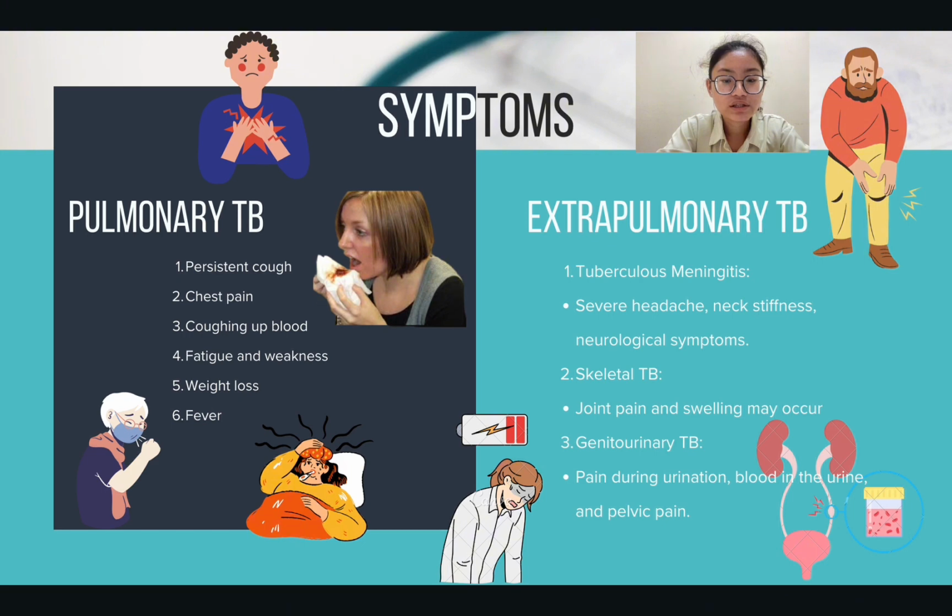Latent TB is not contagious and individuals do not feel symptoms. The symptoms of extrapulmonary TB vary depending on the affected organs. For example, for tuberculous meningitis, the patient may have symptoms of headache, neck stiffness, and neurological symptoms. For skeletal tuberculosis, a patient may experience joint pain and swelling in their joint. For patients infected with genitourinary TB, they may experience pain during urination and blood in the urine.